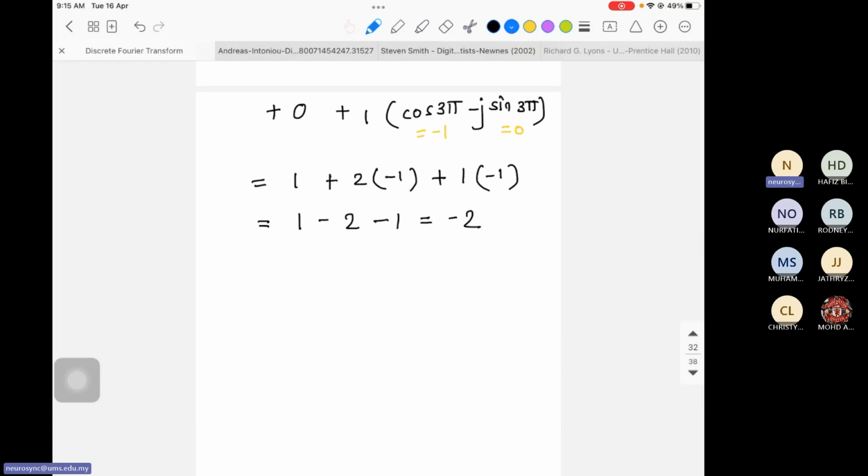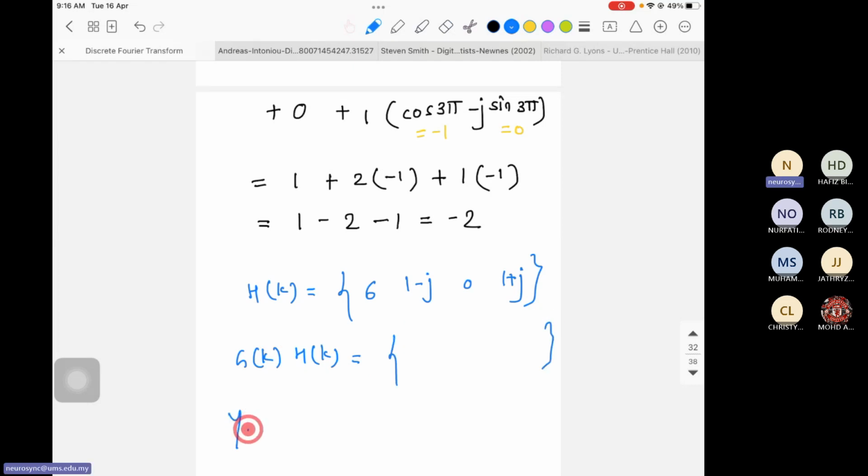Okay. Similarly, find out h of k. Now h of k, I'm just writing the answer. You can check it. You should get 6, 1 minus j, 0, 1 plus j. Okay. And if you multiply, you now multiply g of k, h of k. Okay, you will get answer and then do the inverse multiplication to get back signal y c of n.